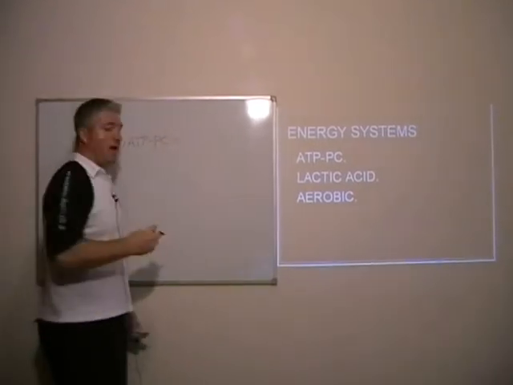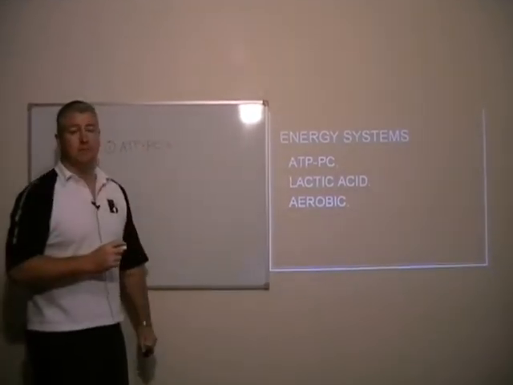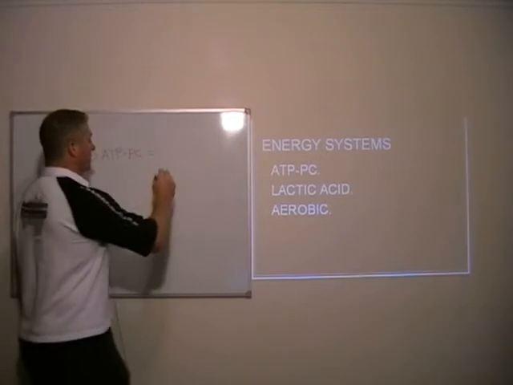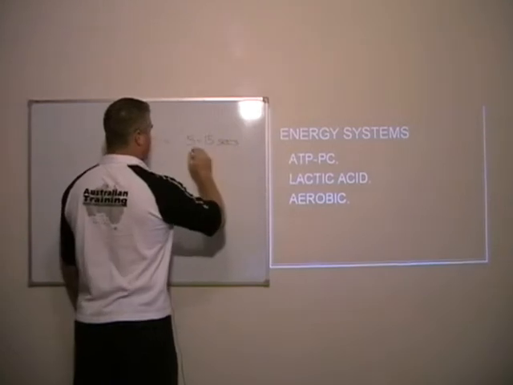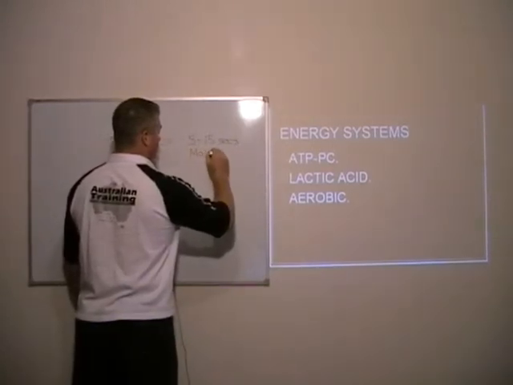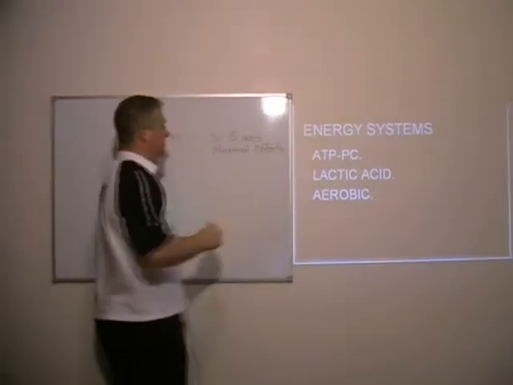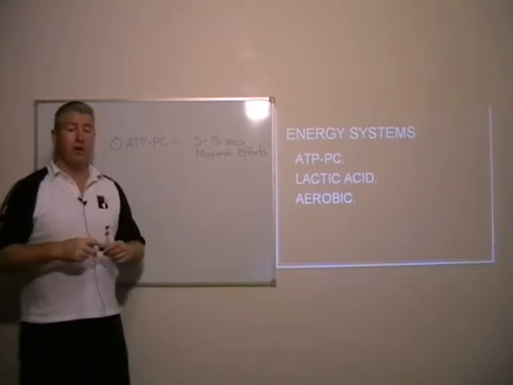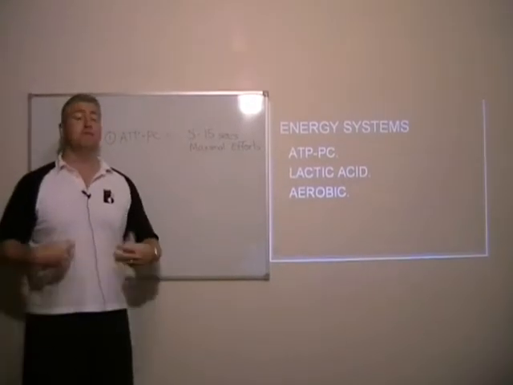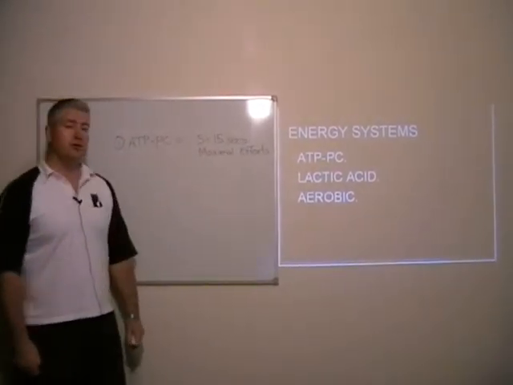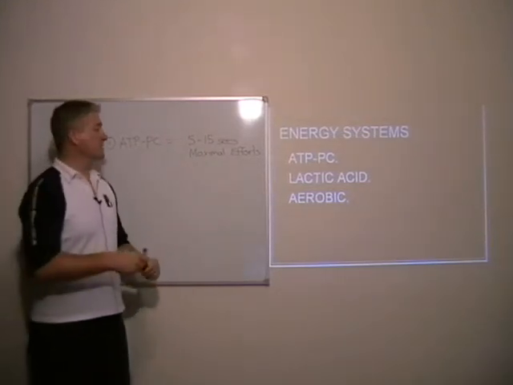ATP-PC system. If we exercise high intensity for short durations of time, we pretty much use the ATP-PC system for the supply of energy to the body. We're looking at around about 5 to 15 seconds of maximal efforts. So commonly in gym or exercise environments or weight training environments, we use the ATP-PC system because it takes around maybe 15 seconds to perform a set of an exercise. In a sporting context, it'll be things like javelin, discus, Olympic weightlifting, those types of events.